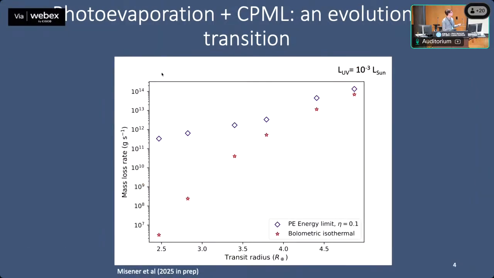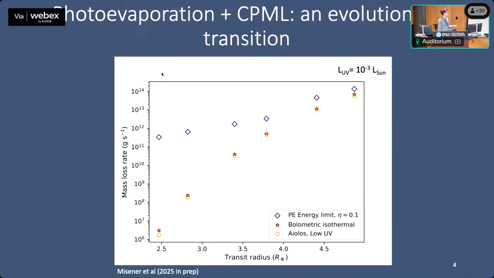And so what we can do is take those simulations I just showed and plot their escape rates. First, for comparison, these are two semi-analytic calculations: the purple diamonds are the photoevaporative energy limit for a fixed efficiency factor, and these stars are the core-powered bolometric isothermal rates at the equilibrium temperature. And so you can see that these drop off a lot faster as you contract in planet radius. And first, we can model using Aeolus just with no UV input. And you can see that those match really well with the bolometric isothermal escape rates.